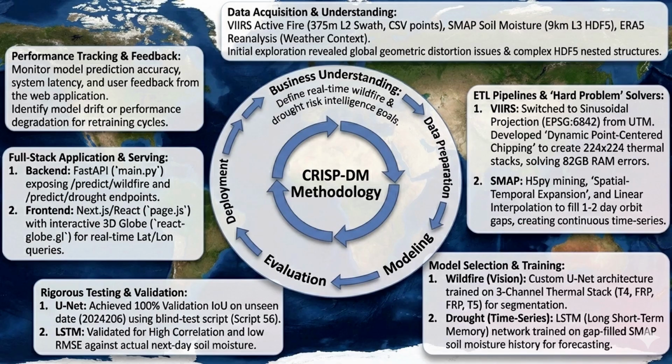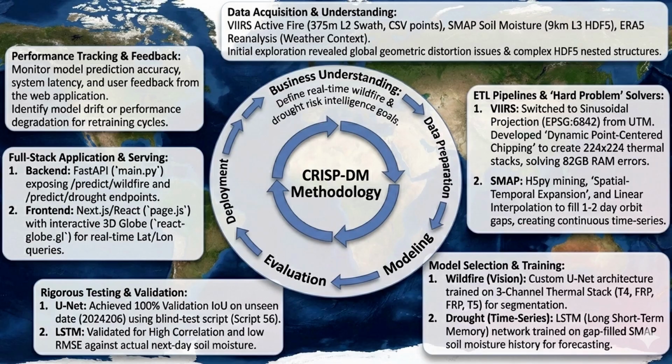And third step is the modeling part. We deployed two different architectures. One is a custom U-Net, which is used for visual fire segmentation, and LSTM networks for forecasting drought based on historical soil moisture. And fourth thing is evaluation. We rigorously tested these models' accuracy. Our first U-Net model, for instance, achieved 100% validation IoU on unseen data using our blind tests, ensuring it generalizes well to new fires.